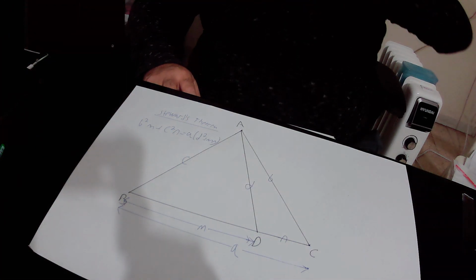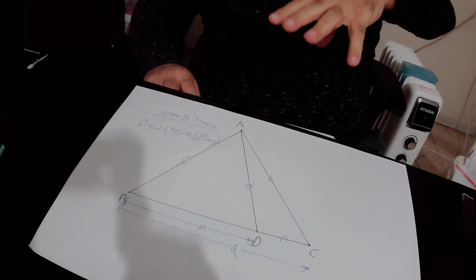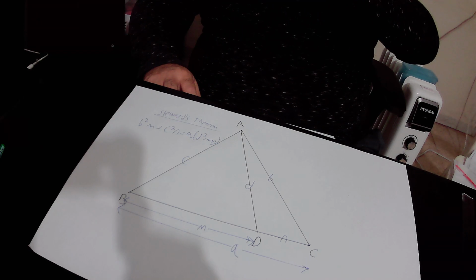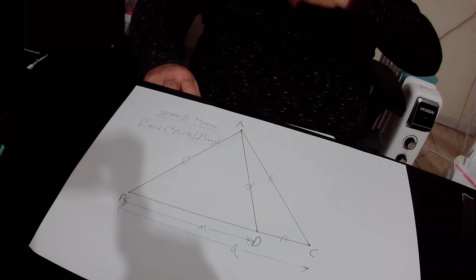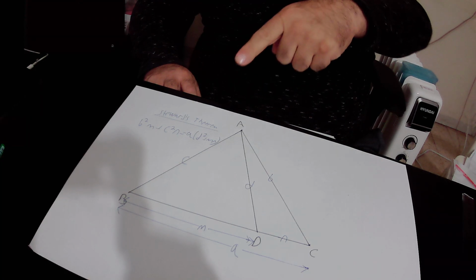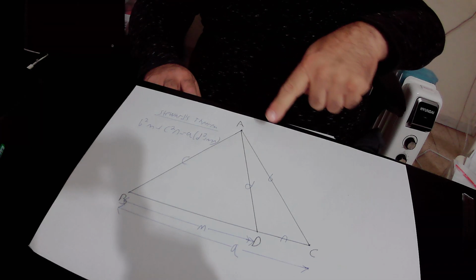Hello, in this lecture we will prove the equation of Stewart's theorem. This is the equation of Stewart's theorem. In a nutshell, Stewart's theorem yields a relation between the side lengths of the triangle and its cevian.